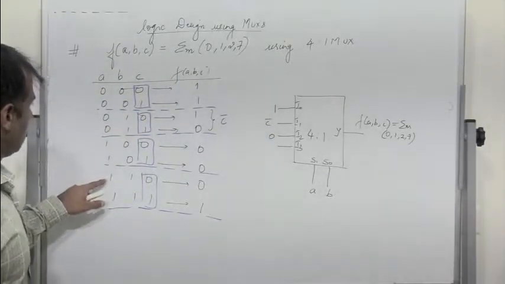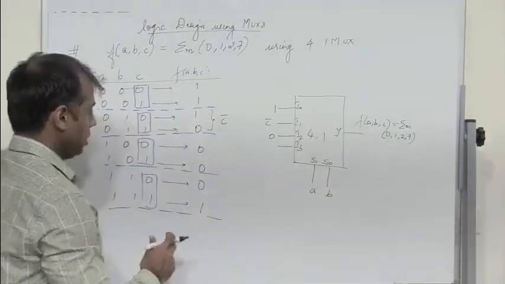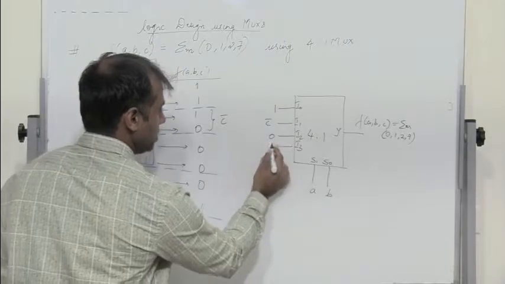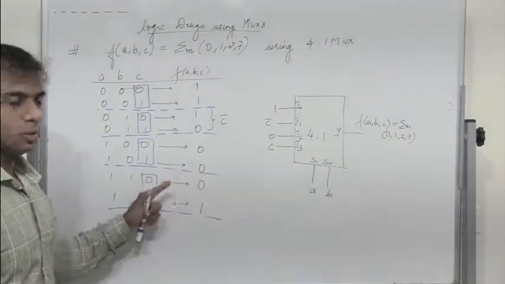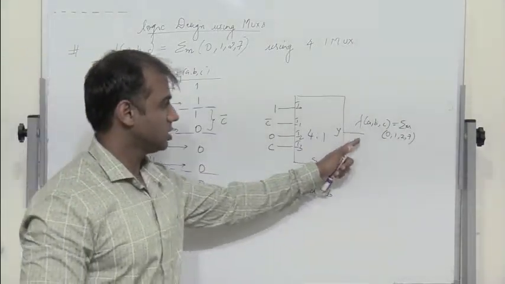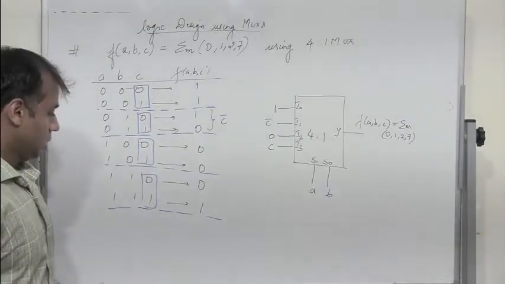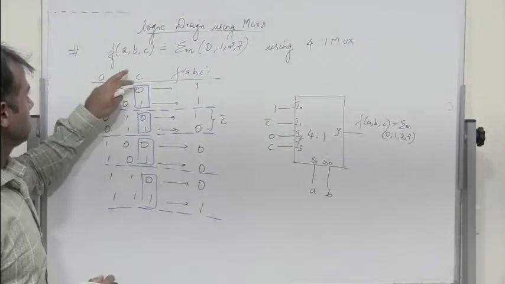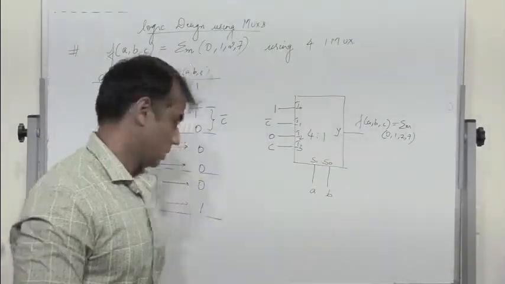And then when AB is 1, 1, I3 appears at the output. So what is the output? The output is nothing but C. We observe that when C is 0, output is 0. When C is 1, output is 1. So C appears at the output. Okay? So this is how the given expression can be implemented using a 4 is to 1 mux.